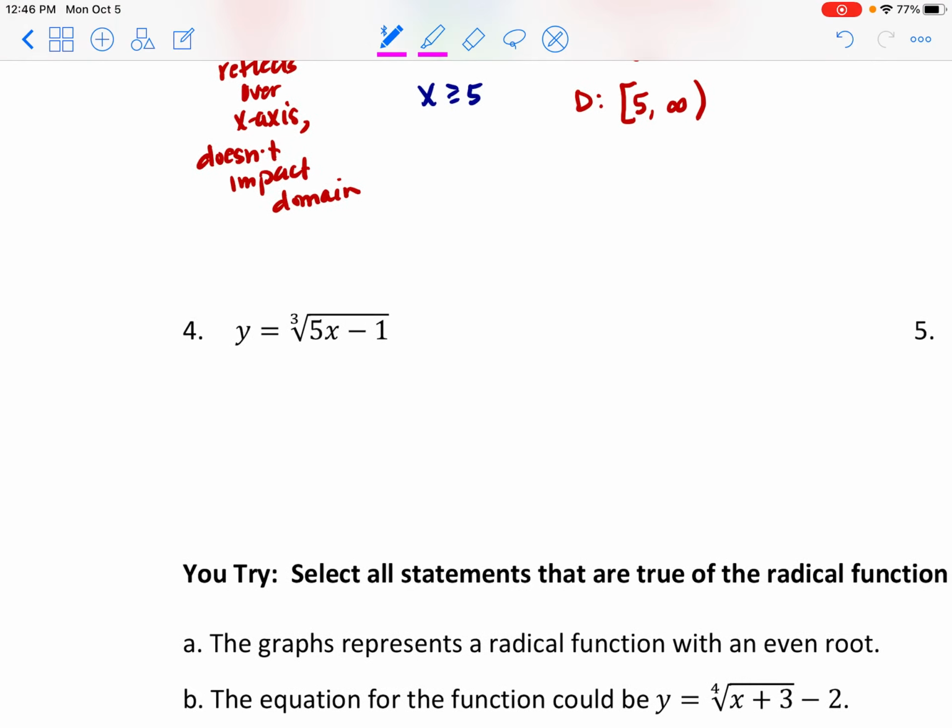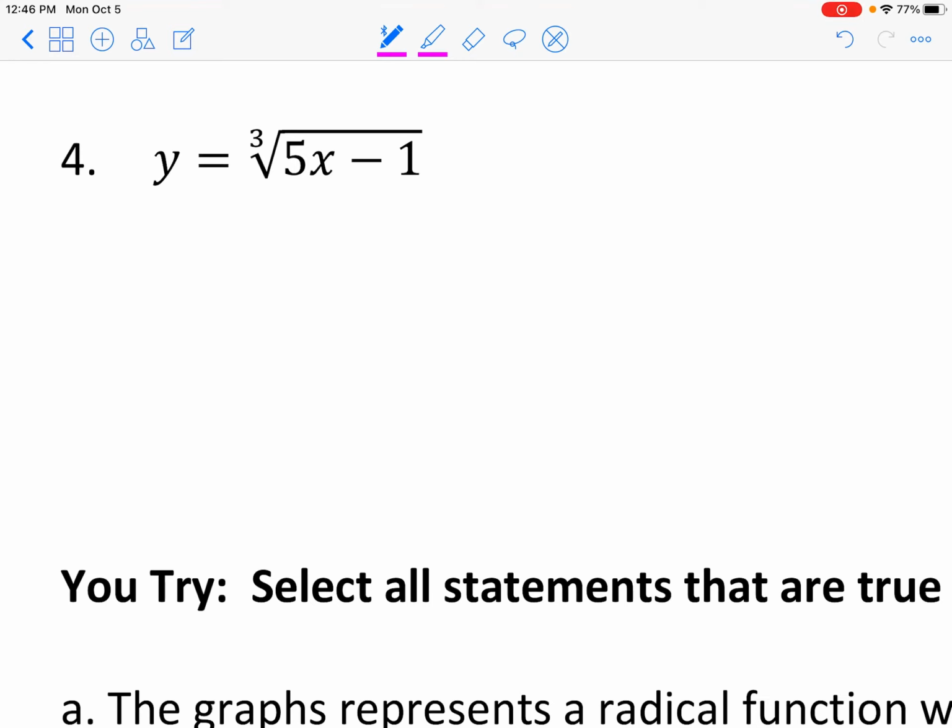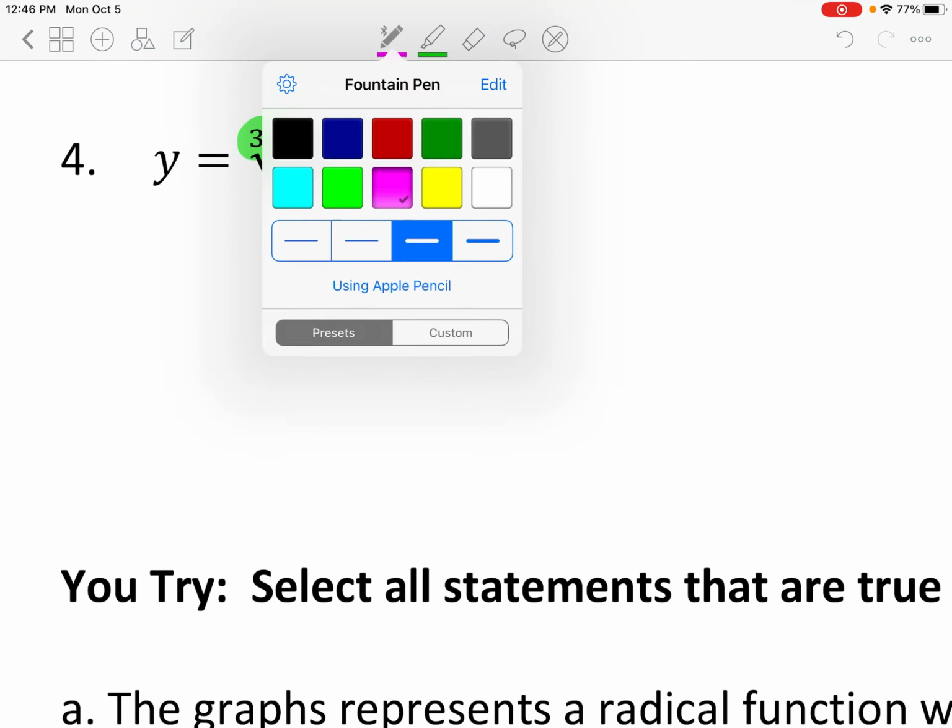And what do we got here? This is best case scenario, a cube root. So here you just have to recognize that this is an odd root. Odd roots do not have restrictions. You can take an odd root of any kind of number. Positive, negative, 0, decimal, it doesn't matter. It will work. So recognizing that it is an odd root automatically tells you that this is unrestricted.